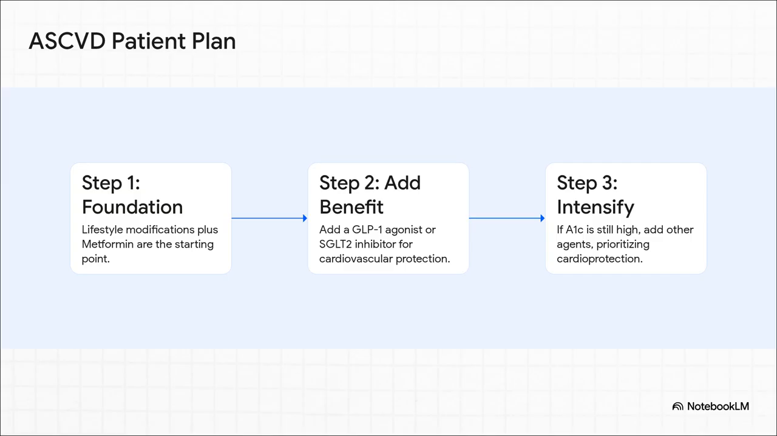But step 2 is where everything changes. It's no longer just add whatever. The guidelines are crystal clear. You add an agent with proven benefit. That means a GLP-1 or an SGLT2. The choice is all about organ protection, not just dropping the sugar a little more.